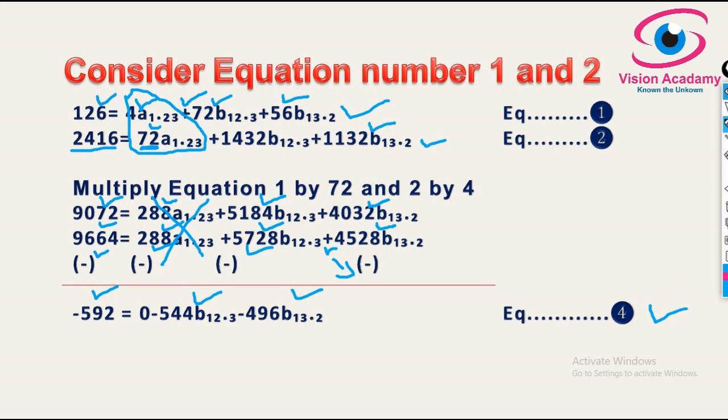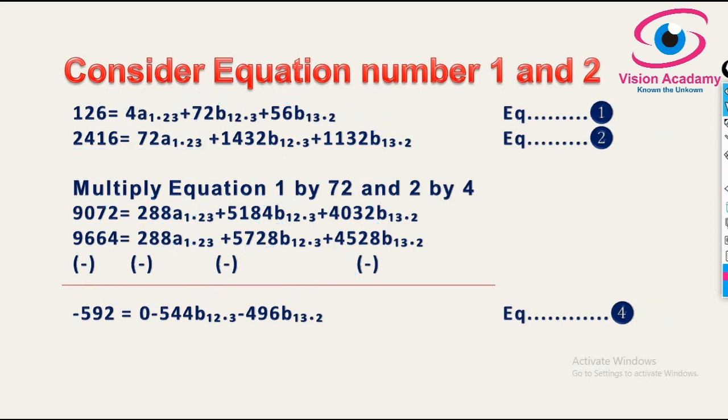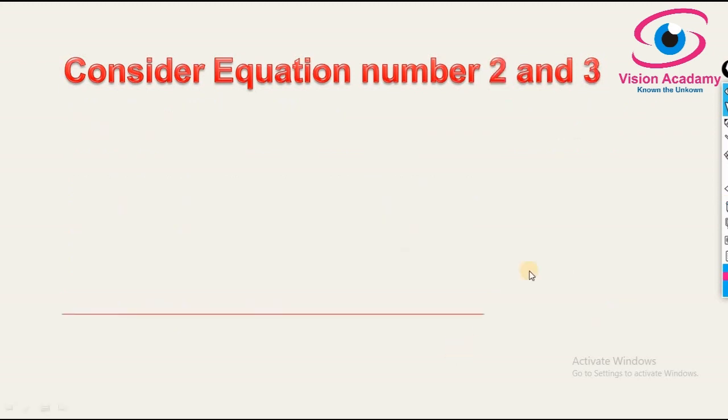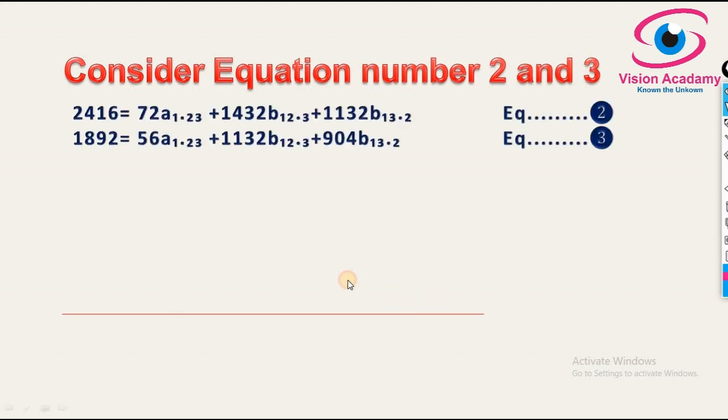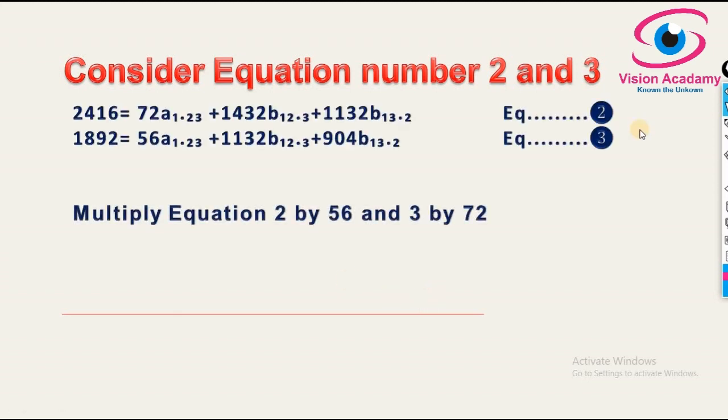So now let us consider equation 2 and 3, because we have not considered equation 3. Here we have considered only equation 1 and equation 2 to derive equation 4. Now let us consider equation 2 and 3. So let us have the values of equation 2 and 3. Thereafter again we do the same thing. What we did in the last equation, we are also going to do the same thing.